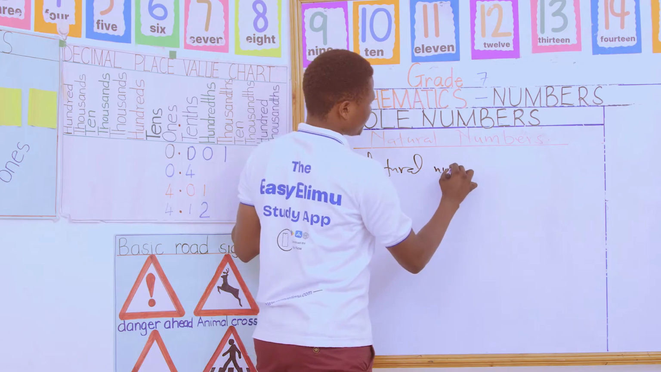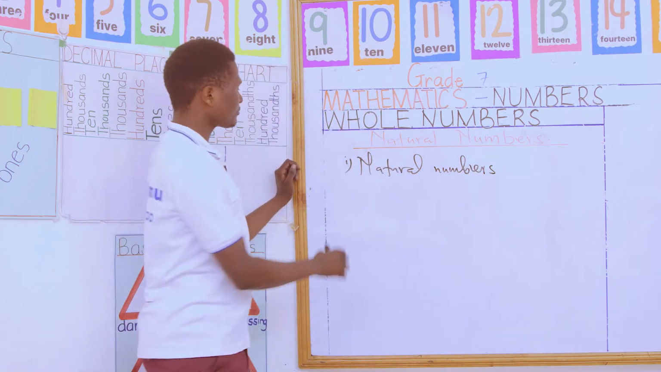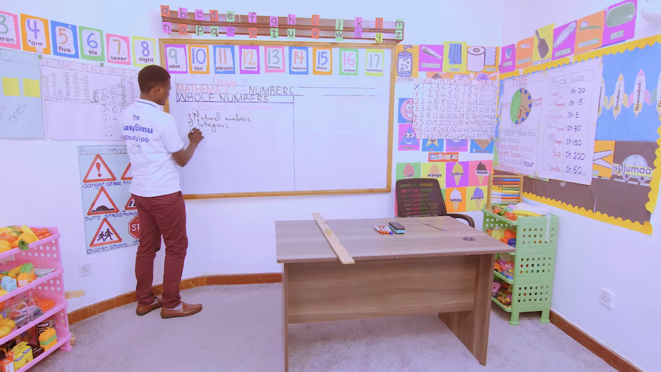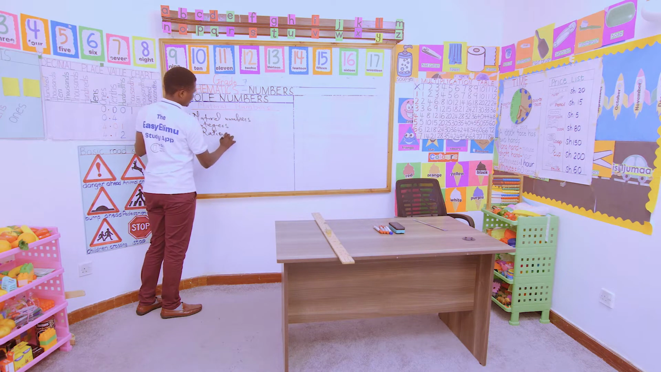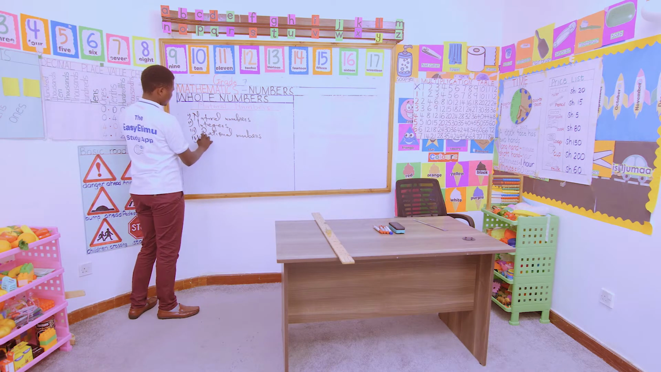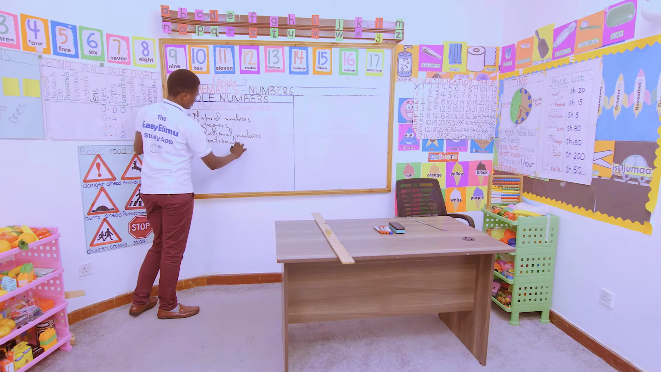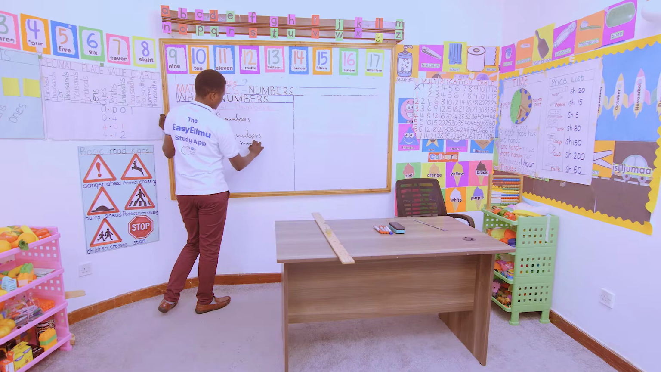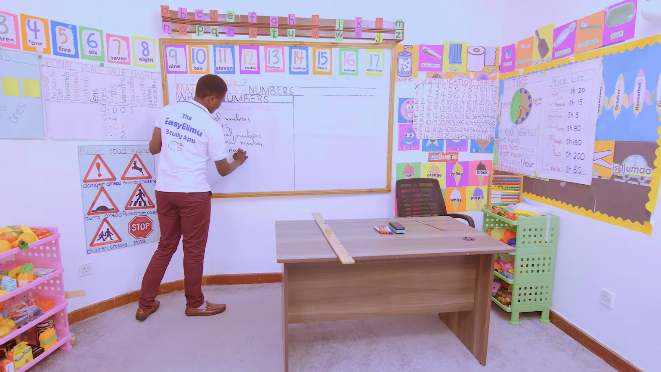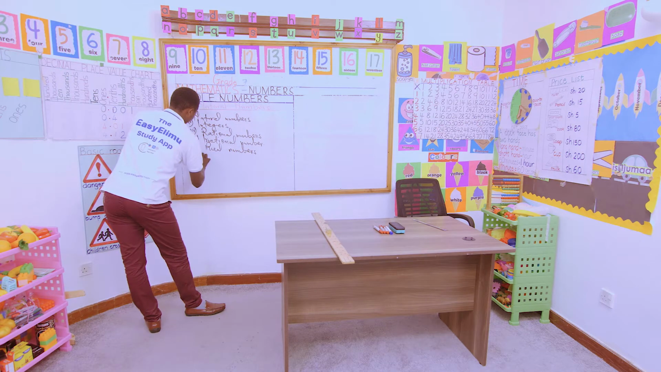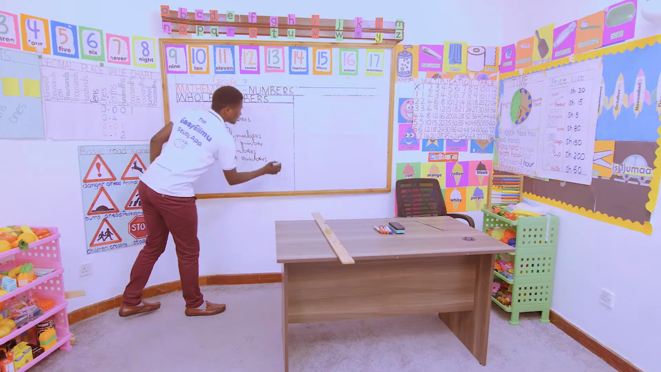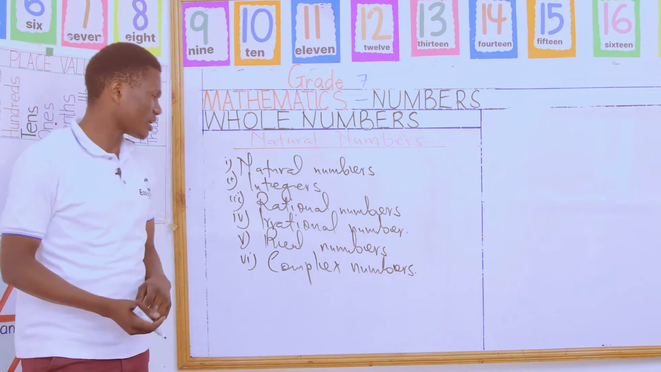We have natural numbers. We have integers. We have rational numbers. We have irrational numbers. We have what we call real numbers. Then we can also talk of complex numbers. So these are different types of numbers that we have.